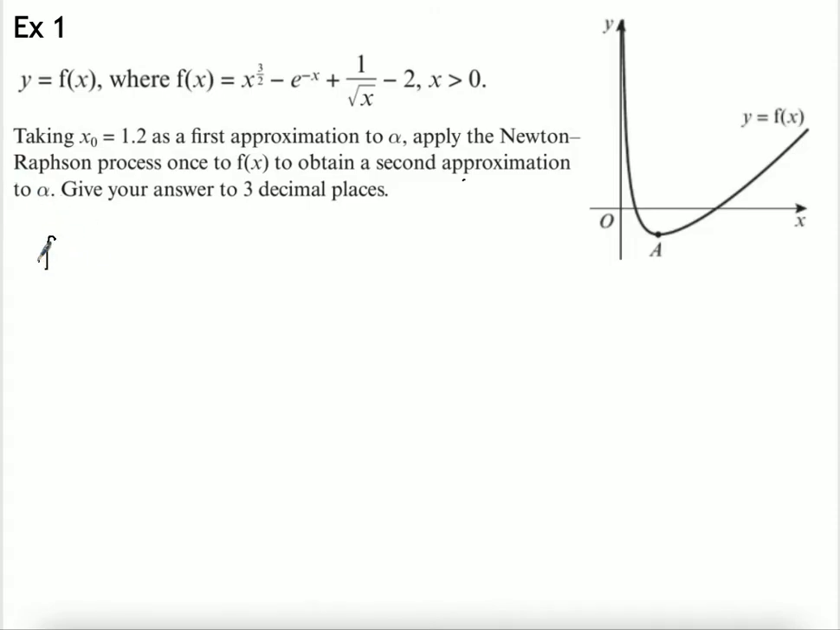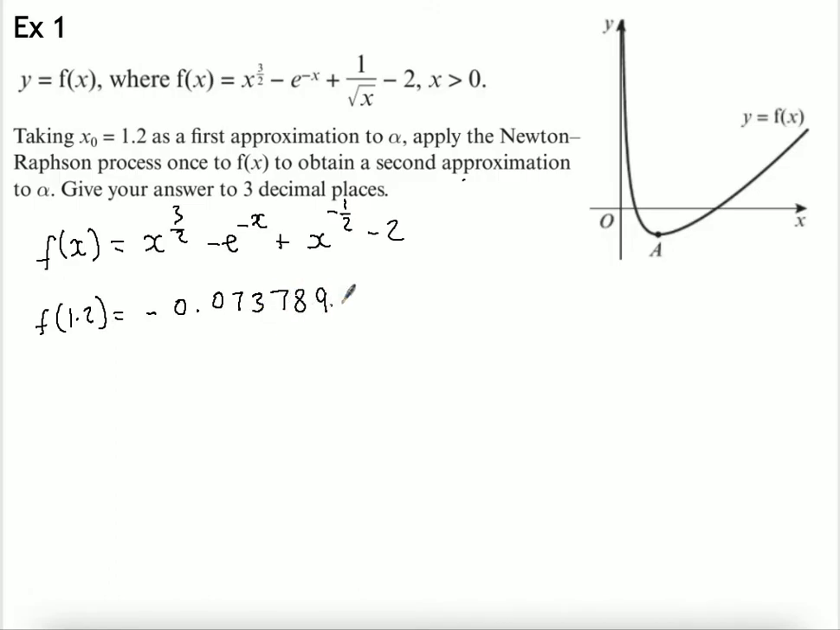The first thing we're going to do is write down f of x in a slightly more useful format. Some of you may notice, but I would probably be required to write it like this instead. I'm also now going to work out f of 1.2. When I type it into my calculator very carefully, I'm going to write out my full calculated display. I get negative 0.07337891442.